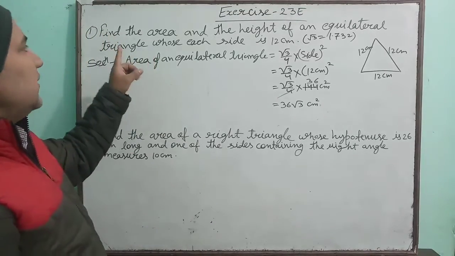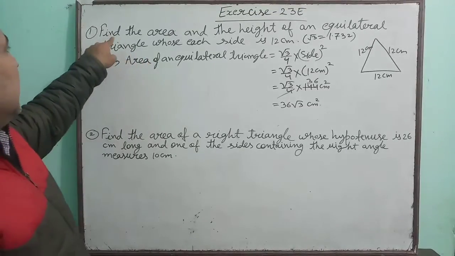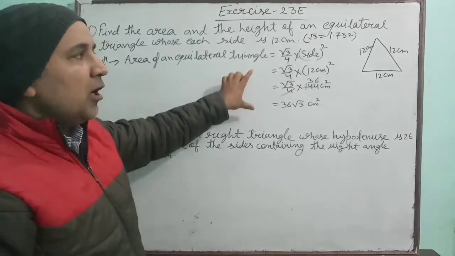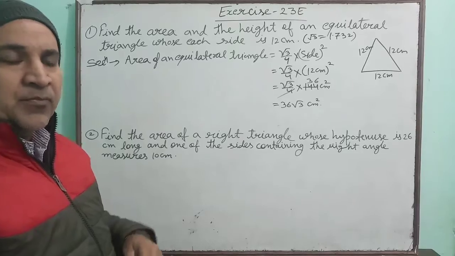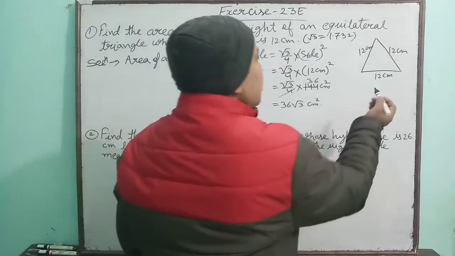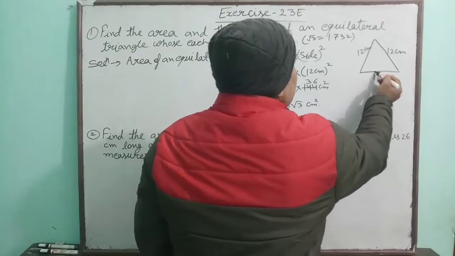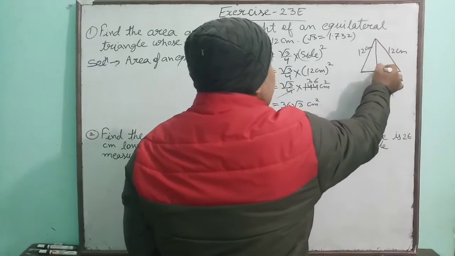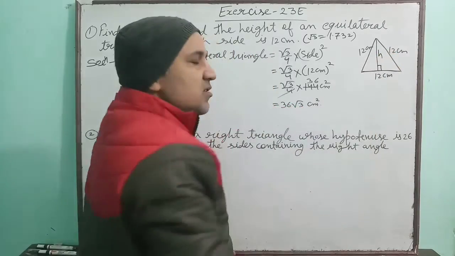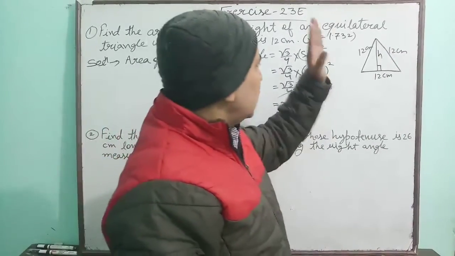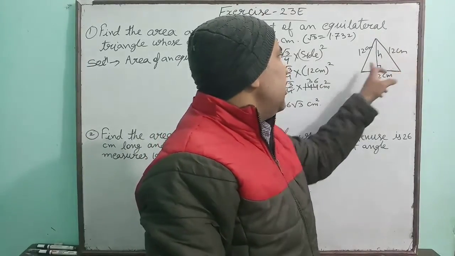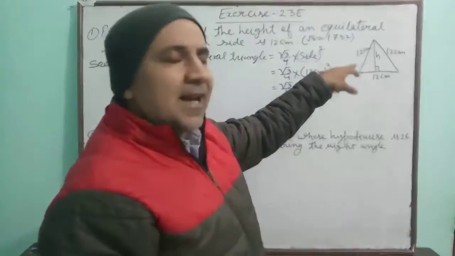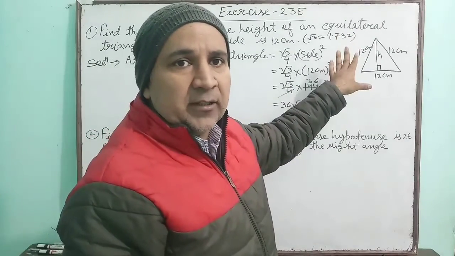But see children, in this question one more part is there. Find the area and the height. Area you have got, but height you have to find. Now what is the height? See children, height means in the triangle, on any side, from the opposite vertex, if we draw the perpendicular, then this is called the height of the triangle. Suppose on this side we draw the perpendicular from here, then that line segment will be called the height of the triangle.